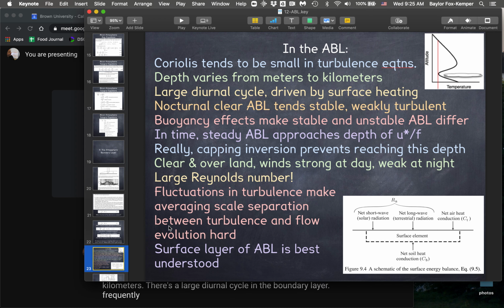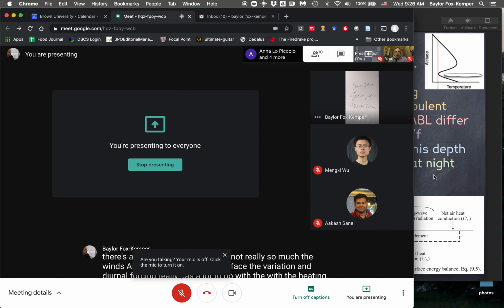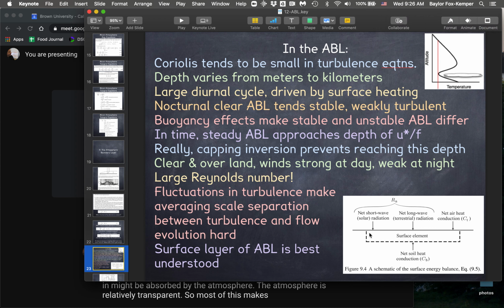Frequently there's a variation in the winds, but not so much the winds aloft as the winds at the surface. The variation in diurnal forcing really has a lot to do with the heating. And so this little energy budget model is helpful to think about when you're thinking about the heating. Solar shortwave radiation is coming down from the sun. It might be absorbed by the atmosphere, but the atmosphere is relatively transparent, so most of this makes it to the surface and warms up the surface.